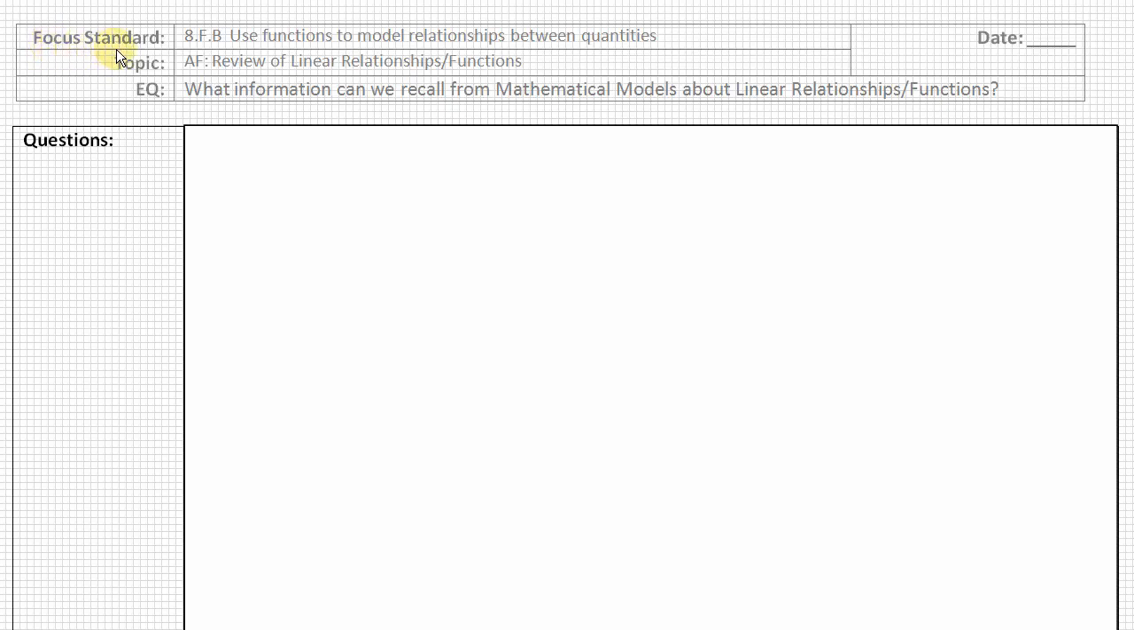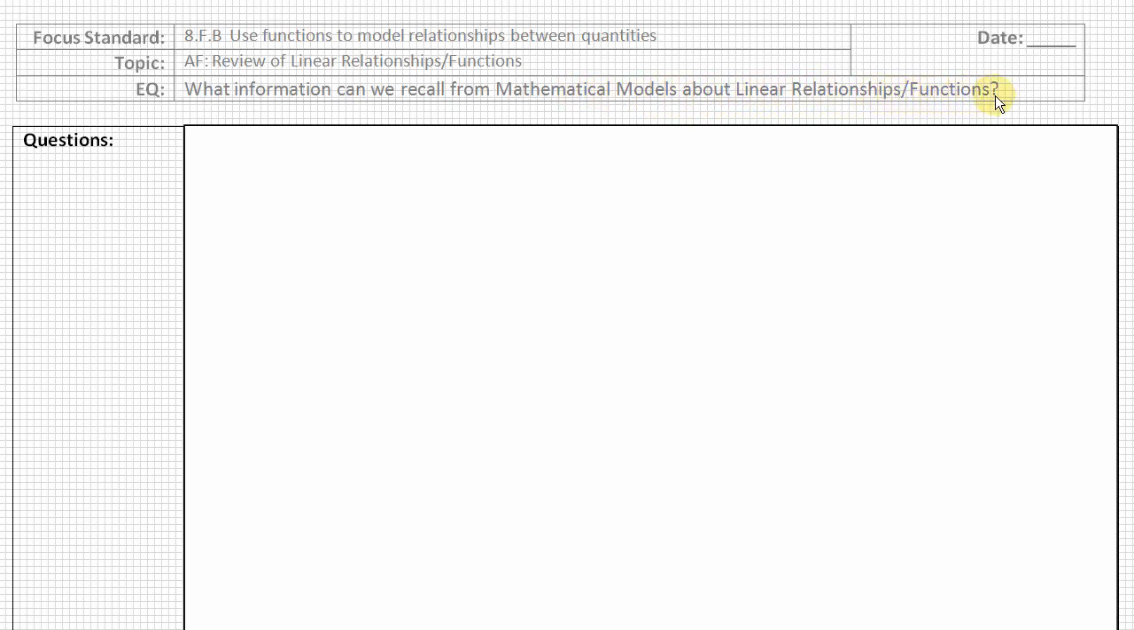Our focus standard for this lesson comes from Grade 8, Functions, Standard B, Use functions to model relationships between quantities. The topic for this lesson comes from our new unit on applying functions, review of linear relationships and functions. Our essential question today is, what information can we recall from mathematical models about linear relationships and functions?